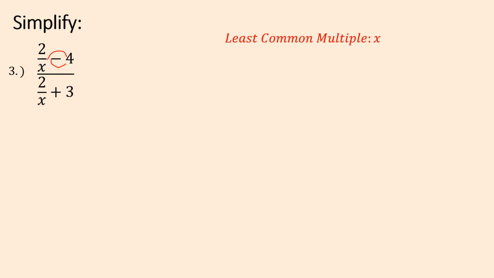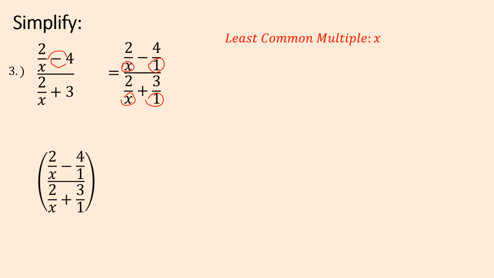If we actually rewrote that 4 and that 3 as fractions, we could see we have x's, we have 1's. It's easy to make everything here into an x on the bottom, but we don't want to do that. We actually want to just multiply in that least common multiple to cancel all these innermost fractions. So times x on the top and the bottom.